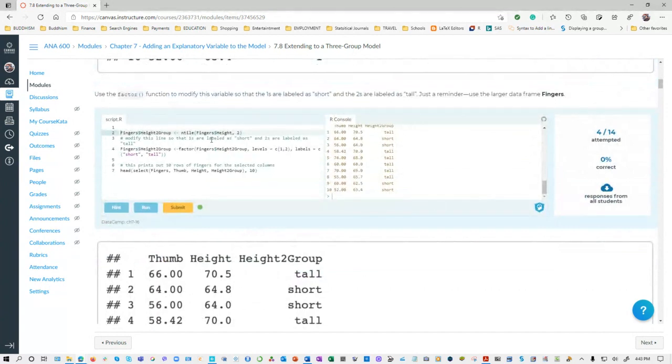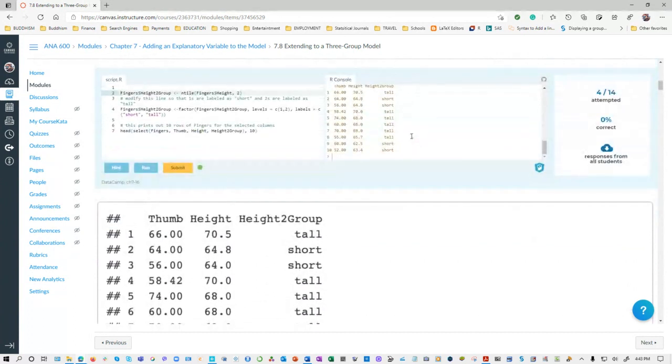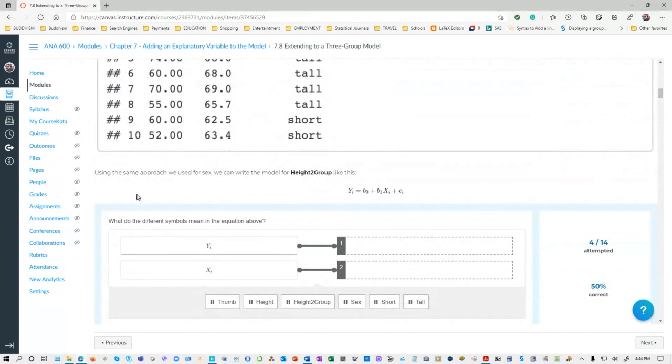So we're going to divide that into two parts and then make those default 1 and 2 be replaced by short and tall. See, thumb length. Now we have a height to group. See, using the same approach we used for sex, we can write the model for height to group like this.